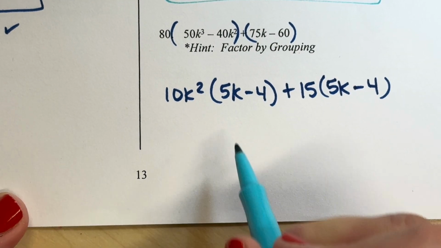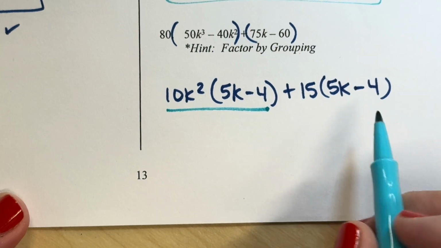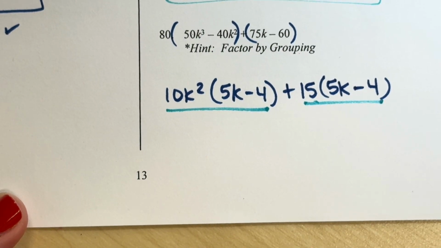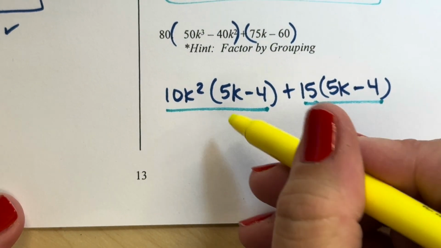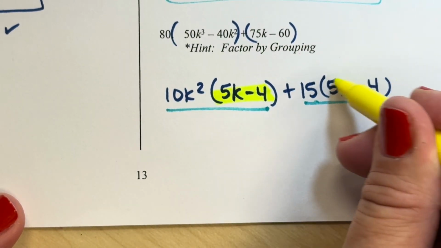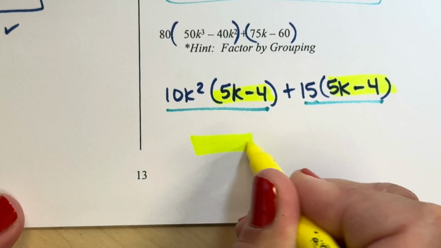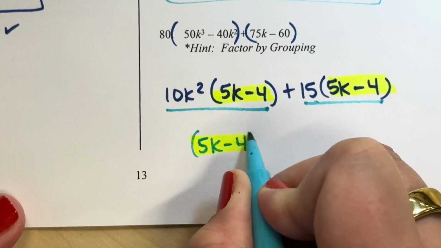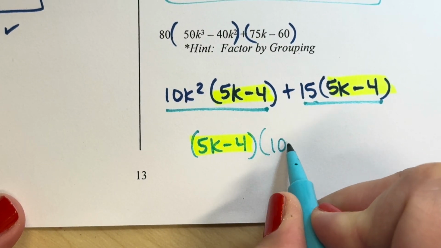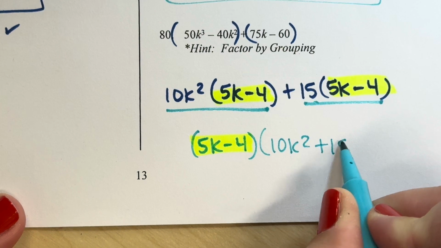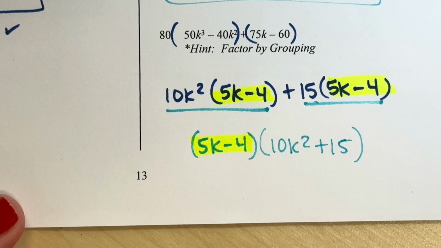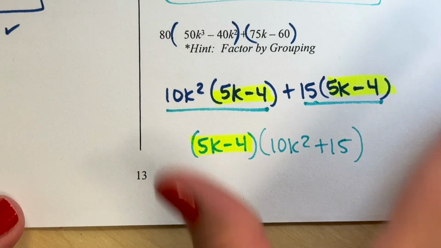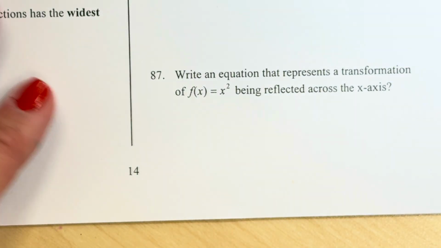So again, if you can start to see it, these two things are getting multiplied together. These two things are getting multiplied together. So what common factor do they have? 15k to the fourth. So that's going to common factor out in front. And what's left behind goes in the other parenthesis. So that's our answer. Alrighty.